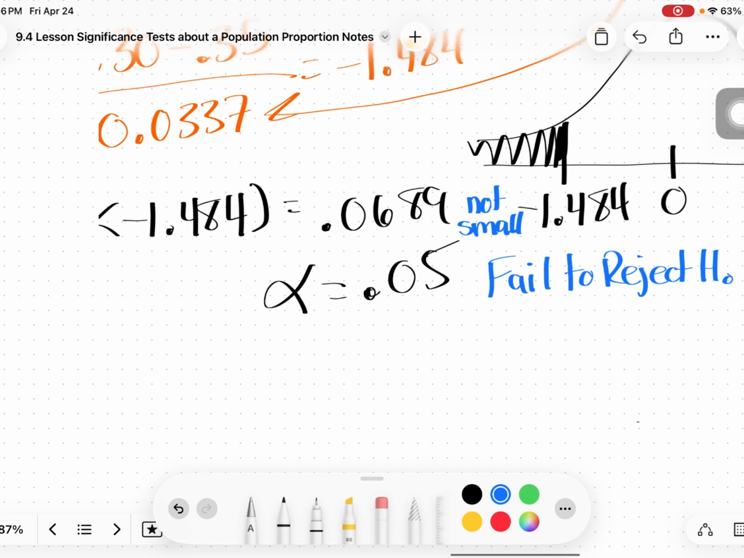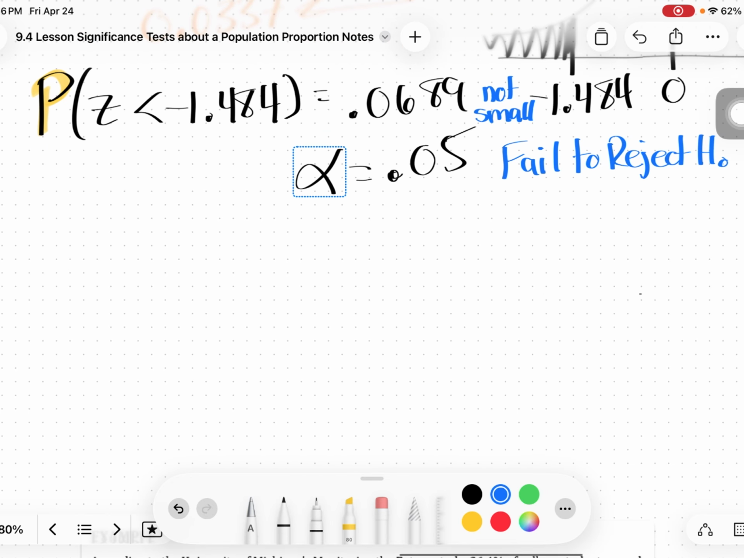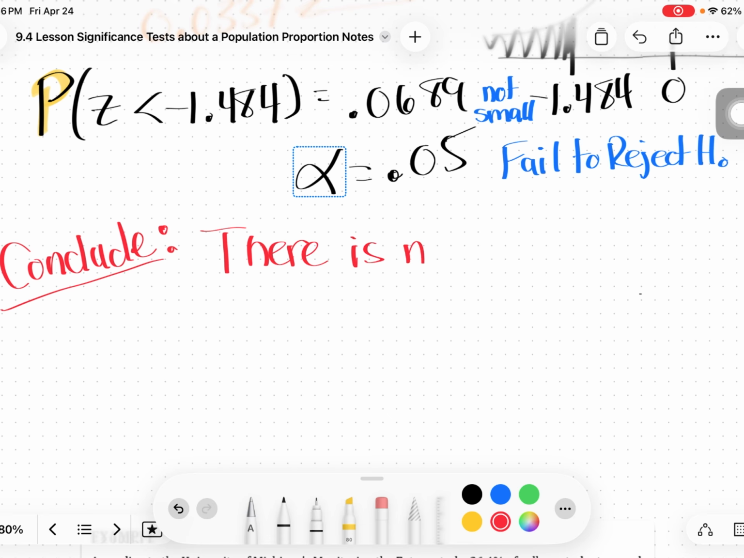And that means that I do not have convincing evidence. So when I write my conclusion, I am going to say that there is not convincing evidence, and you might want to fast forward to get to the end here.